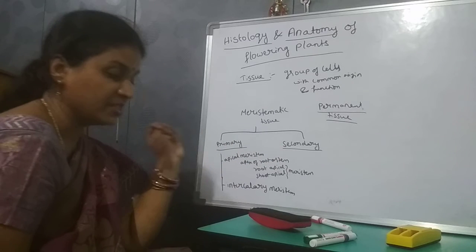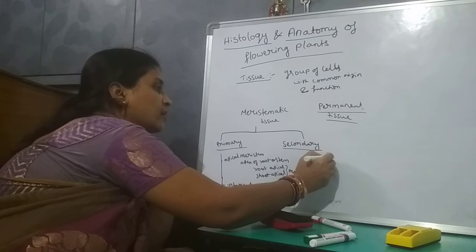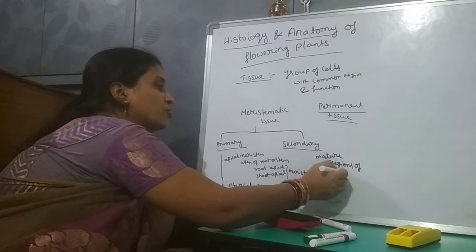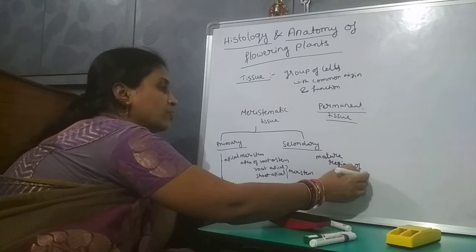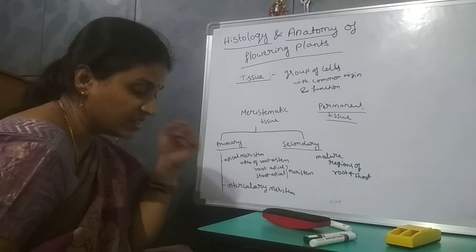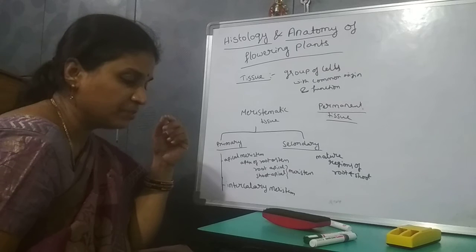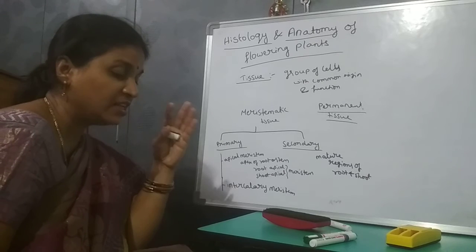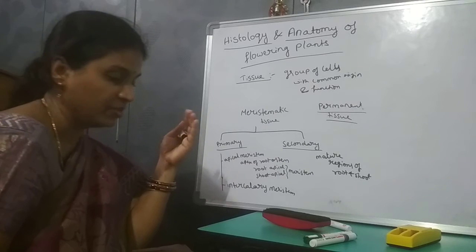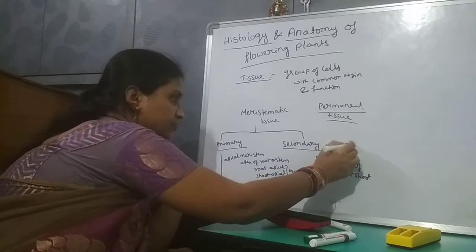Coming on to secondary meristem. Secondary meristems are those which are present in the mature regions of the root and the shoot. They are useful for secondary growth, like for example fascicular vascular cambium, interfascicular cambium, cork cambium. They particularly produce the woody axis and appear later than the primary meristem. So they are secondary meristems or lateral meristems.